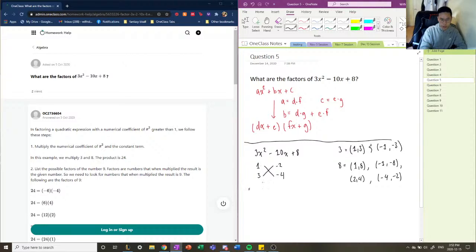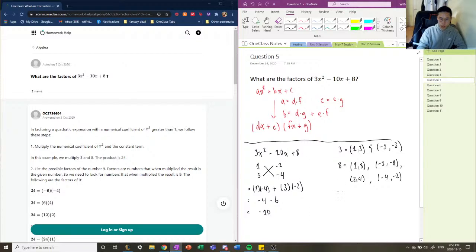So if we were to multiply 1 and negative 4, we get negative 4, plus 3 times negative 2, and that gives us negative 4 minus 6, and that gives us negative 10. So nice. We have now found our factors, because this ordering of the factors gave us the middle coefficient b, right?